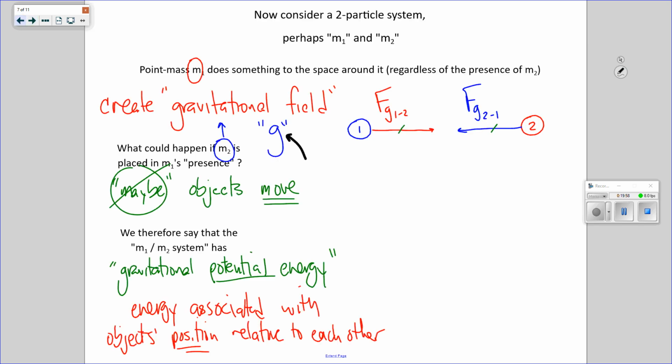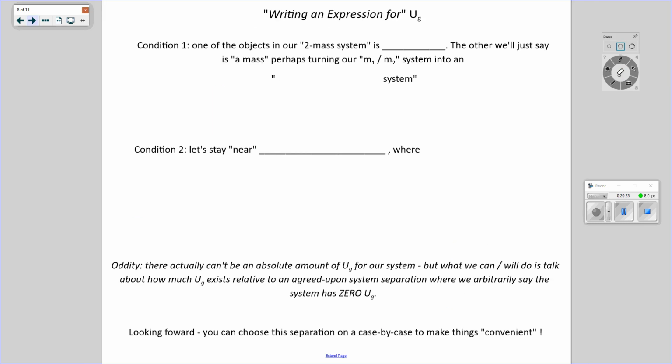When we say gravitational potential energy, the potential energies for us go U, of course, so U for potential energy, G for gravitational. Some people will say gravitational potential energy or potential energy. We in College Board / AP say UG. So we want to write an expression for how much gravitational potential energy a two-mass system has.